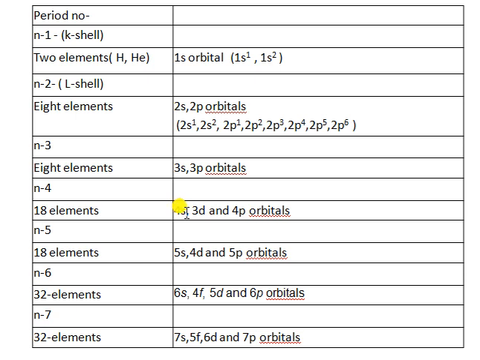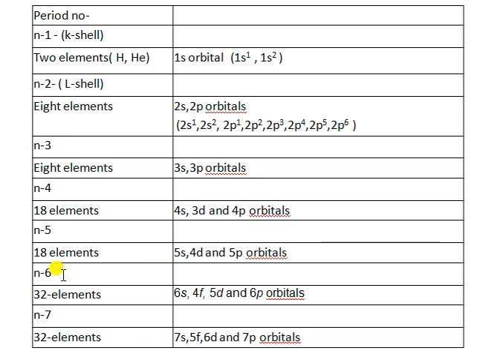If you want to write, the first element is 4s1, then 4s2, then 3d1, then 3d2, 3d3. In this way you can write also. Next, n equals 5, because the period number is 5. Here it is also 18 elements, which starts with 5s orbitals and ends with 5p orbitals.